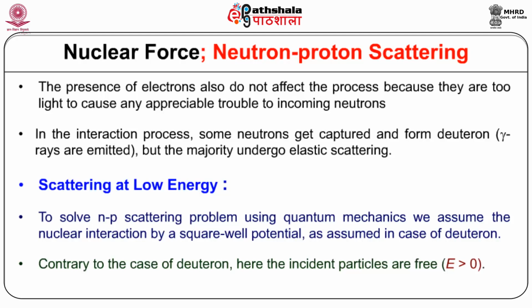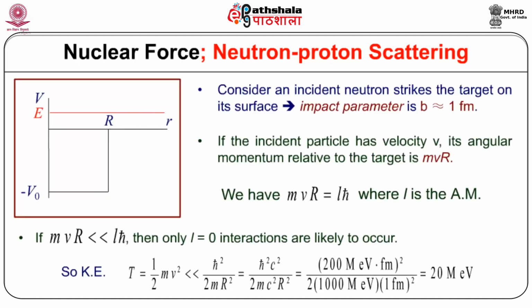To solve the NP scattering problem using quantum mechanics, we assume the nuclear interaction to be a square well potential, as assumed in the case of the deuteron. Contrary to the case of the deuteron, where neutron and proton are bound, here in NP scattering we consider the incident particles as free, that is, E is greater than 0. Nuclear force, neutron-proton scattering. We are continuing with our discussion about NP scattering at low energy.